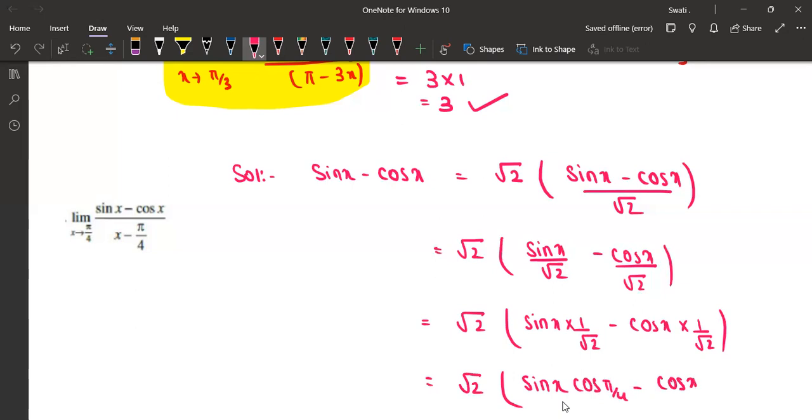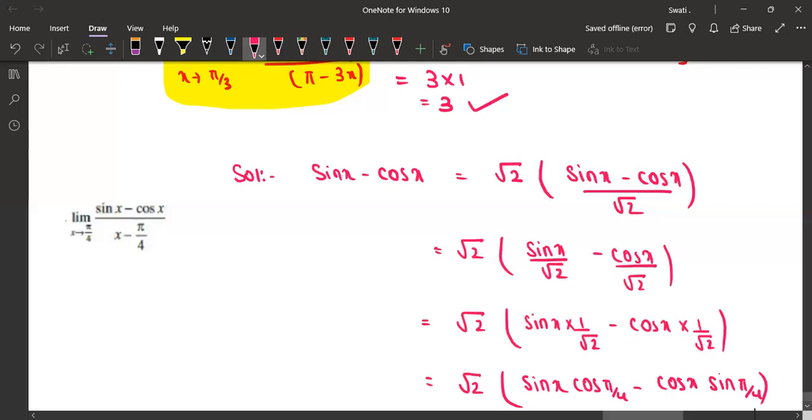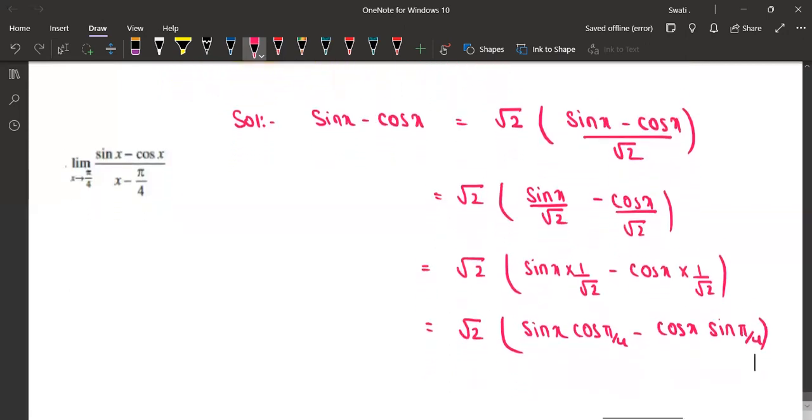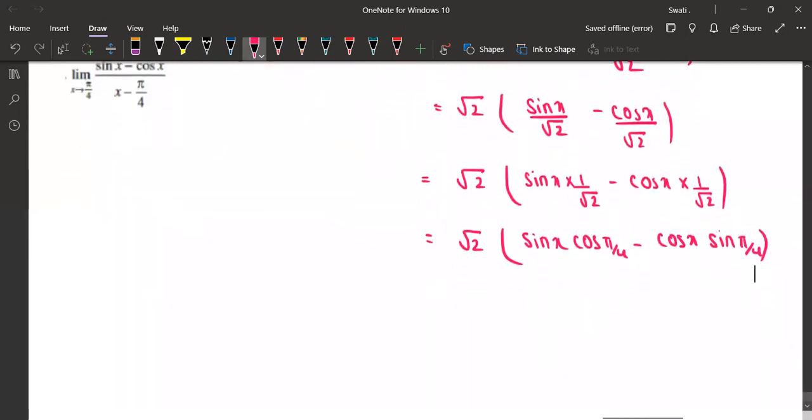For what value of sine, the value is 1 upon root 2? Of course, it is again sine pi by 4. So, I have just substituted 1 upon root 2 with cos pi by 4 at one place and sine pi by 4 at another place. Now, if you notice, this is actually in the formula of sine A cos B minus cos A sine B. Okay. So here I'm going to write down the formula for you as well.